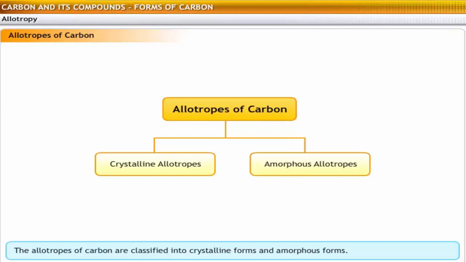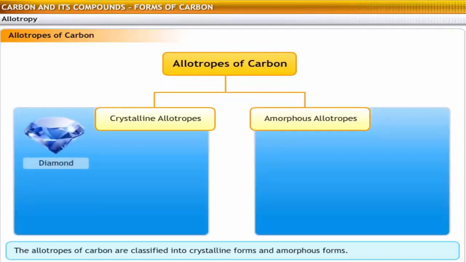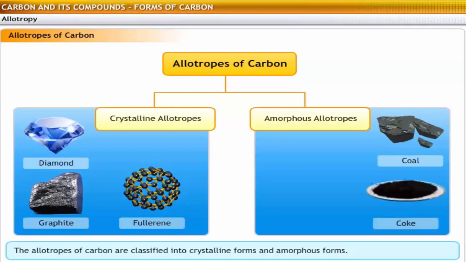The black residue left when carbon compounds are heated is called amorphous carbon. Diamond, graphite, and fullerenes are crystalline allotropes. Coal, coke, wood charcoal, animal charcoal, lampblack, gas carbon, petroleum, and sugar charcoal are the different amorphous allotropes of carbon.